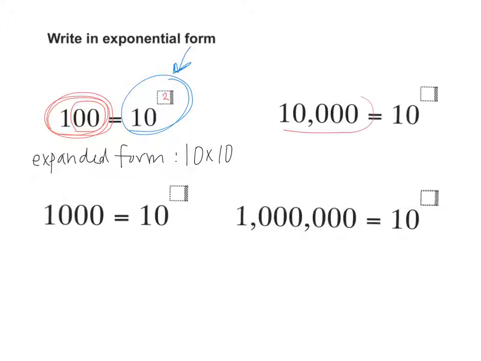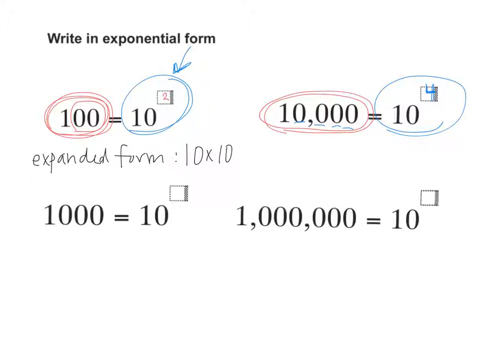Over here, I have the number, the value is 10,000. The exponential form is going to be 10 to the power of 5. Let's count the zeros. 1, 2, 3, 4. It's going to be 10 to the power of 4. Do we count the 1? No. So be careful. Those of you who said 5, you're wrong. It's 10 to the power of 4.